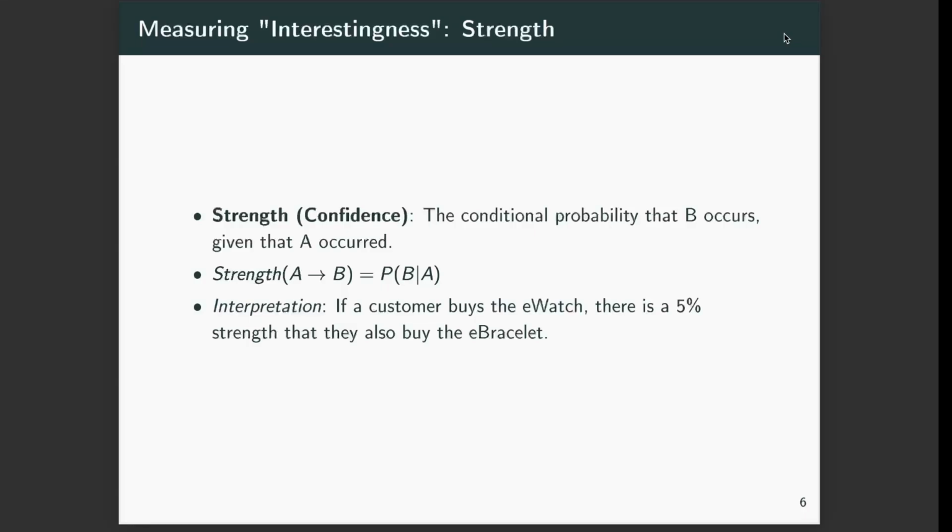However, strength alone can also be misleading. Imagine that the e-bracelet is purchased by 80% of all customers, regardless of what else they buy. In that case, a 5% strength for e-watch implies e-bracelet actually tells us that e-watch buyers are less likely to buy the e-bracelet than the average customer. A high strength value is only impressive when it is high relative to the base rate. This is exactly the problem that our third measure, lift, is designed to solve.